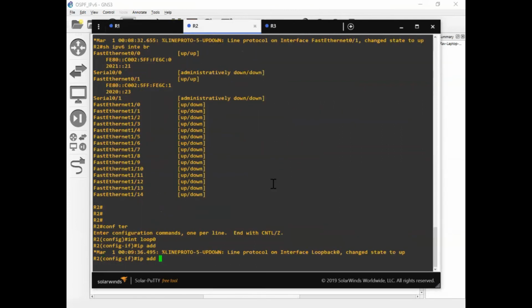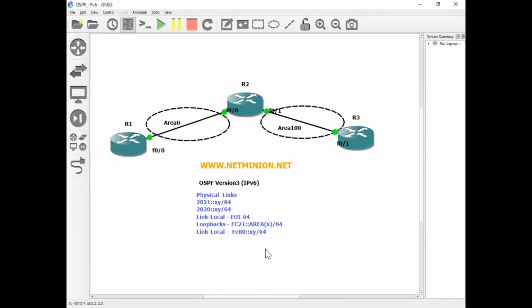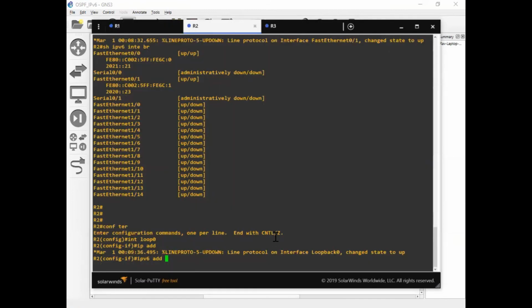On R2, I need to write IP address, not IP address, but it should be IPv6 address. And here I need to again provide on R2, it should be FC21/2. I am just providing for area 0. Okay, I am not adding for area 100 over here.